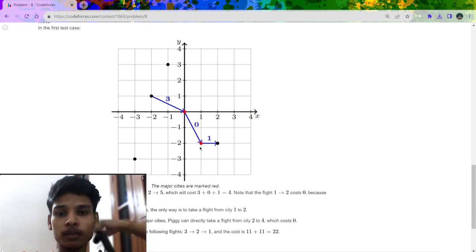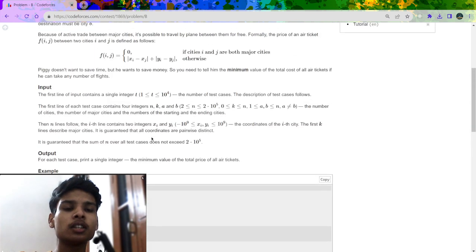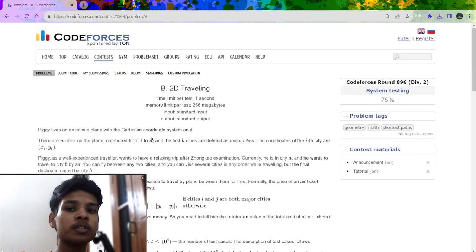Now we have to tell what is the minimum cost of traveling from city A to city B by considering all the major cities in the path. I hope the problem statement is pretty much clear to you. Now let us begin with the problem solution.